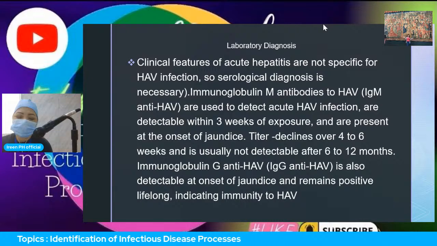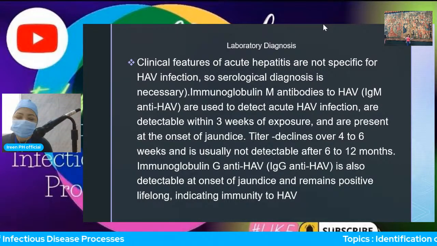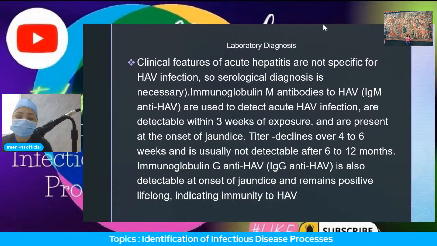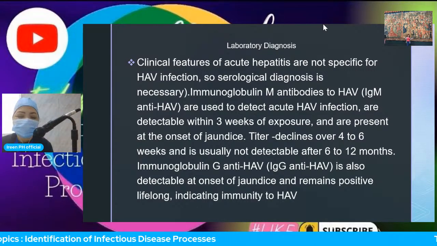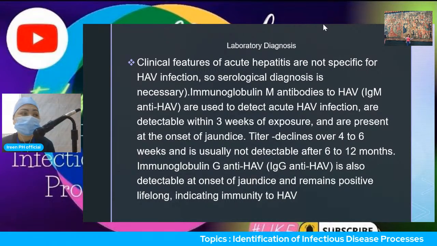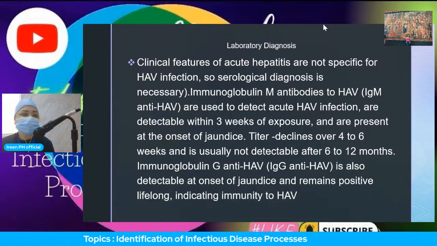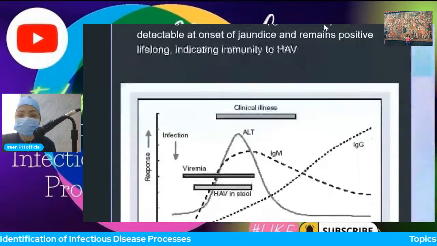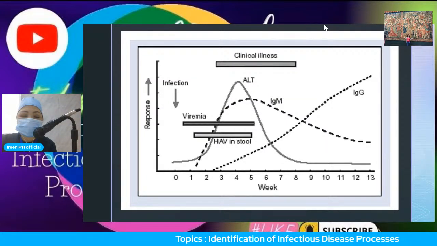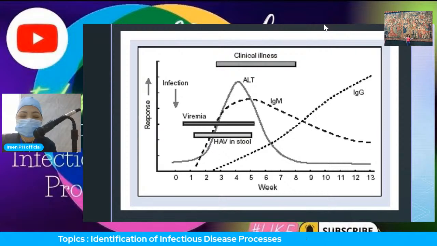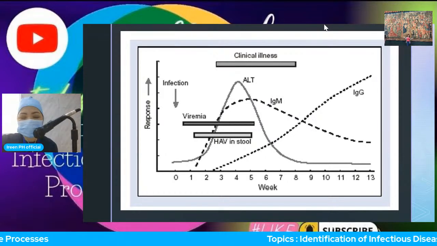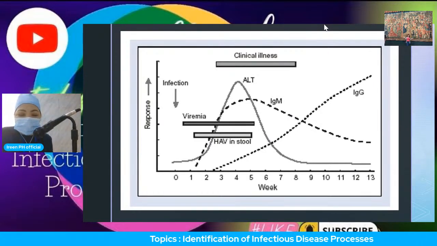Immunoglobulin G anti-HAV is also detectable at onset of jaundice and remains positive lifelong, indicating immunity to hepatitis A virus. That's the clinical illness. There's the pattern for this, and you can see the chart.